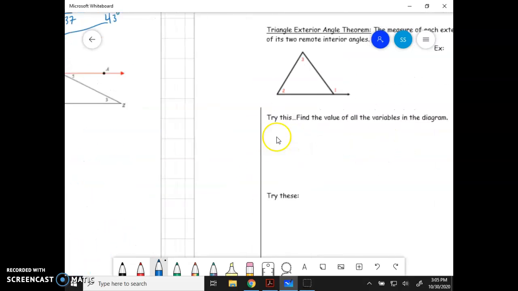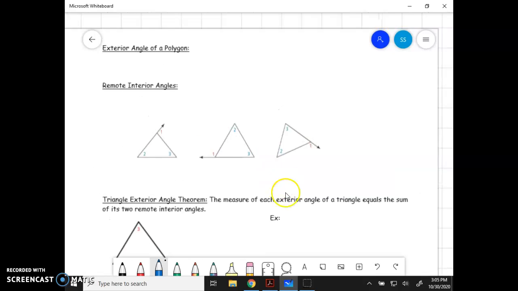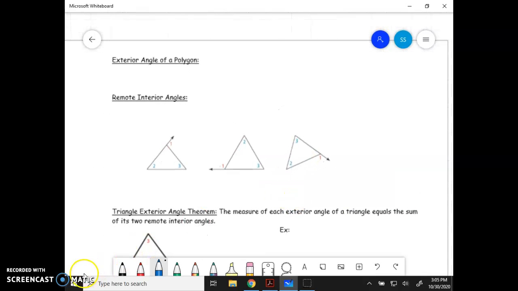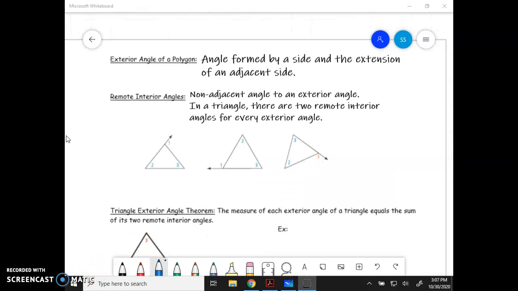All right, let's take a look at the back page of your notes here. I got a couple of definitions for you, so pause the video, get these jotted down. An exterior angle of a polygon is an angle formed by a side and the extension of an adjacent side. Okay, so right here, the example of that would be this angle 1 for all of these. This would be an exterior angle.